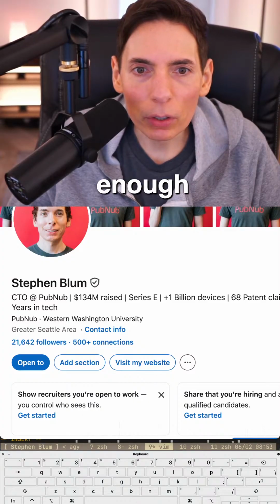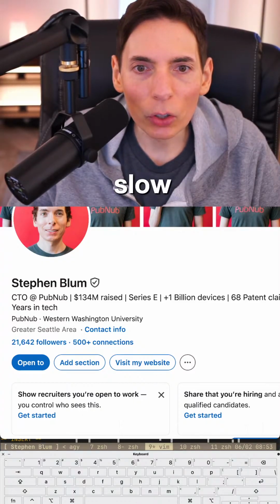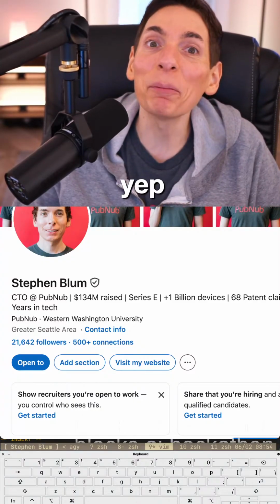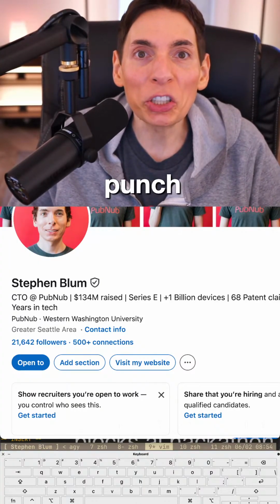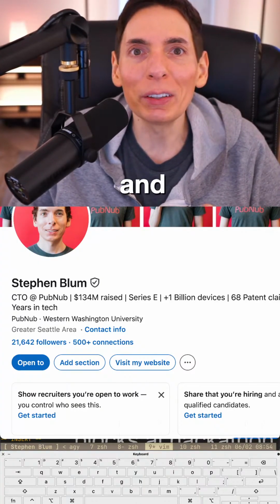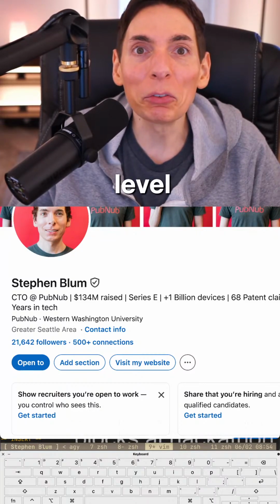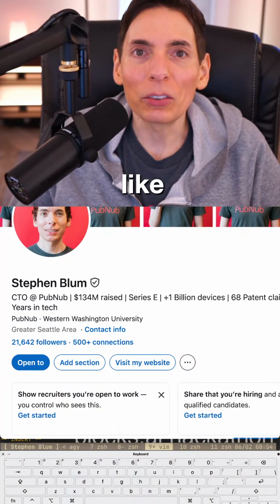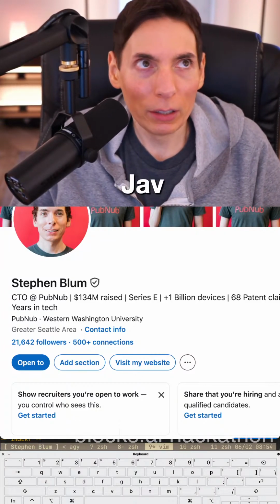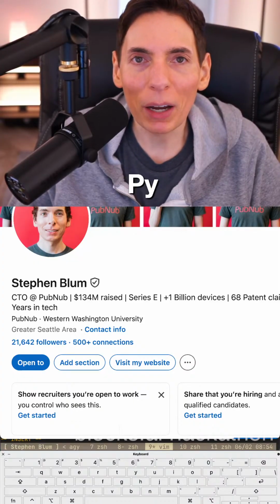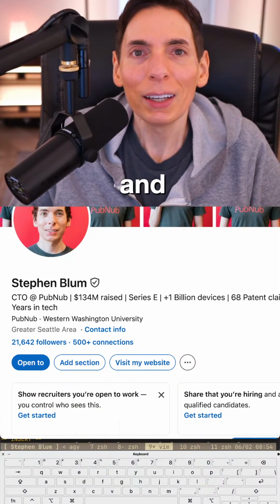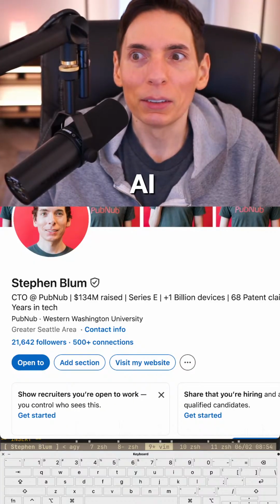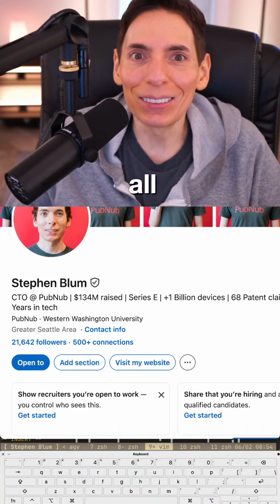If you're good enough making AI systems, yeah, exactly, that's the new way. Remember, it was all punch cards, and then we went to Pascal and Fortran, and then we went to higher level languages like Java and JavaScript and then Python, and now we went to web dev, and then we went to mobile dev, and now we're in AI. Now we're in AI, you guys. It's all about the AI now.